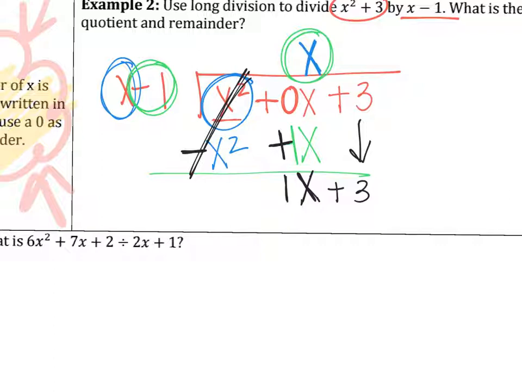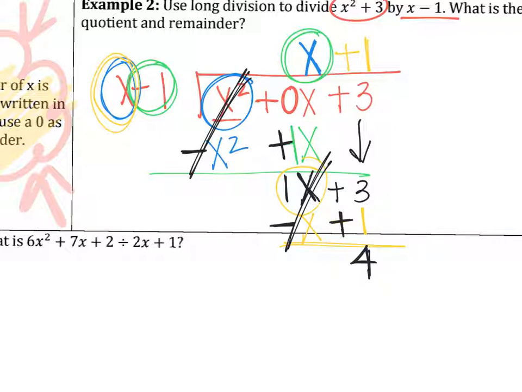And I say, hey, this times what gives me x? Well, x times what gives me x? 1. So plus 1. Then I have negative 1 that has to be multiplied by 1. Well, negative 1 times 1 is negative 1. So x minus x. Let me go through and change my signs. Change to a negative because it was a positive. Change to a positive because it was a negative. X minus x goes away, and I've got 3 plus 1 is 4.